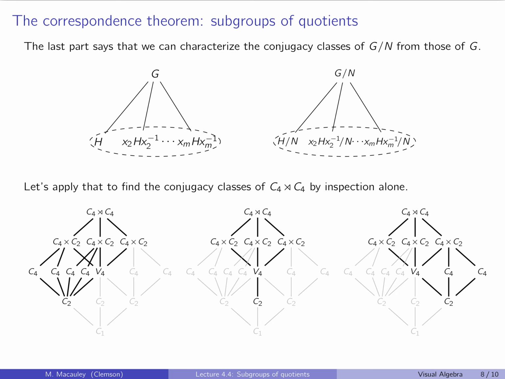Now I want to apply this to an explicit example and find the conjugacy classes of the group C4 semi-direct product C4 by inspection alone. First, I want to remind you of something that I proved in an earlier lecture that you may have missed, and that is if H is a subgroup of order 2, then H is normal if and only if H is contained in the center of G.